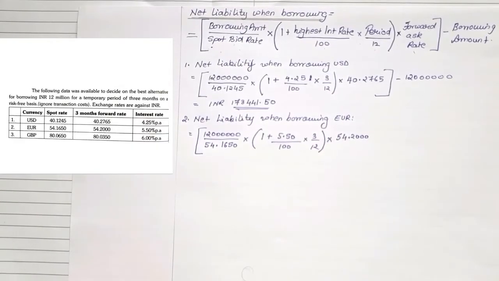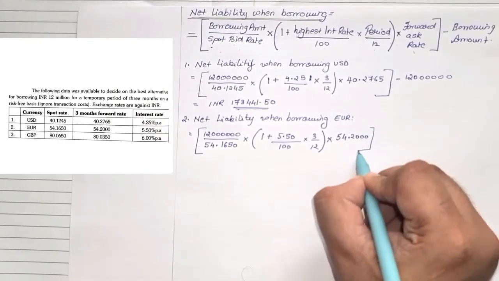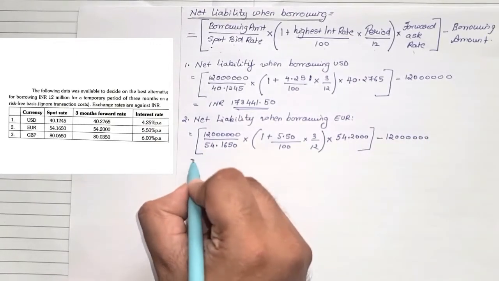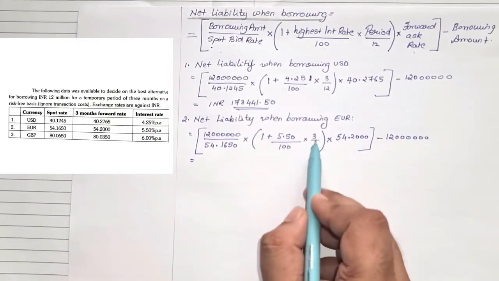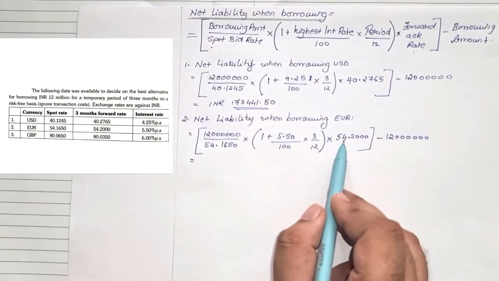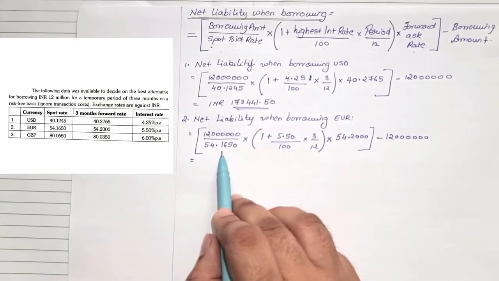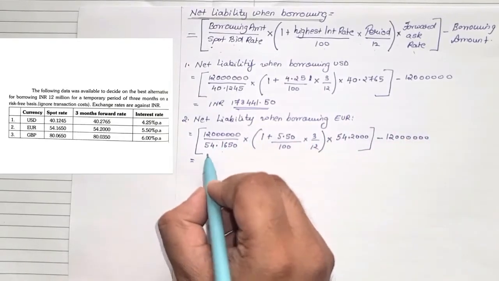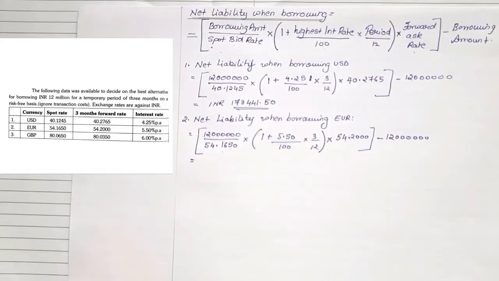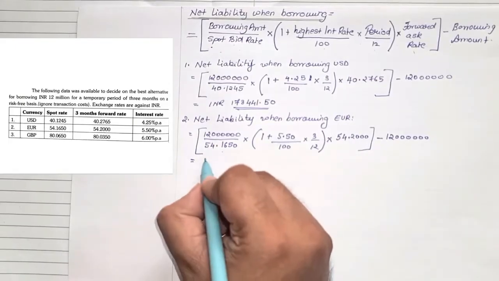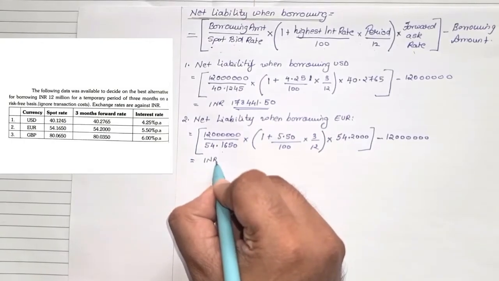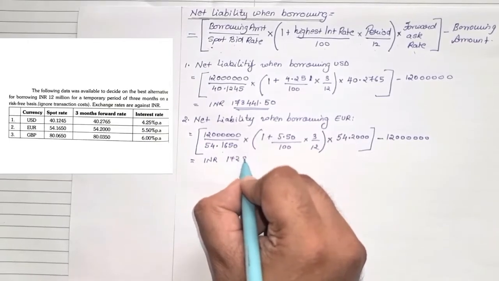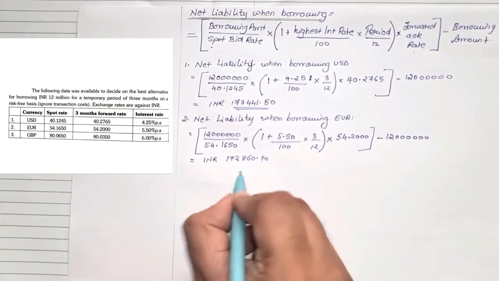So we are taking all these values directly from the question, and after that it will be minus the amount which you are going to borrow. Again, first you divide, you multiply, you add with 1, you multiply with the forward, divide by the spot into the borrowing, and you get one amount. That amount minus 1 crore 20 lakhs will give you your second liability, which comes up to INR 1,72,860.70.